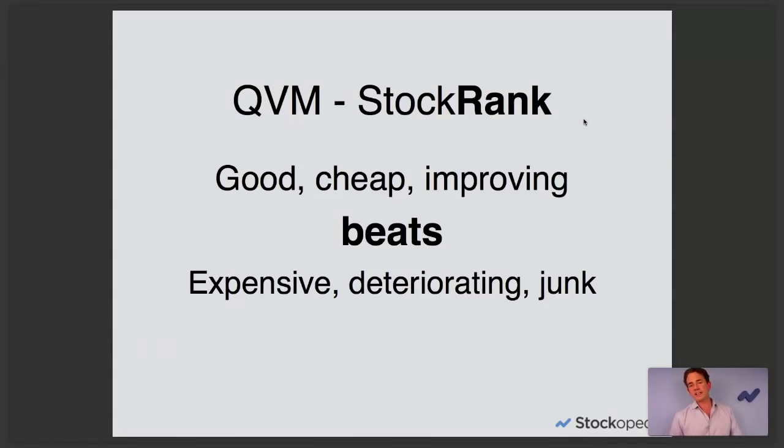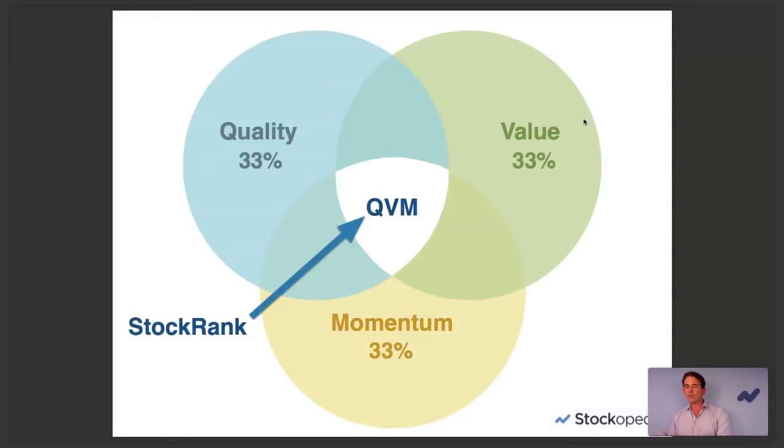Now, if we bring all these ideas together, quality, value, momentum, into the stock rank, it's trying to make the best of all worlds. So you get good, cheap, improving stocks. And the idea is they beat their opposite, expensive, deteriorating junk. And the QVM stock rank is an equal weighted composite of these three rankings: quality, value, and momentum. And we put them all into and re-rank them into the overall stock rank.